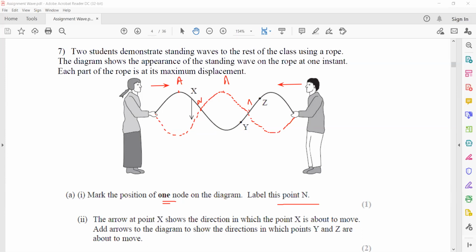The next part: the arrow at point X shows the direction of the vibration. Look, in a standing wave, the particles tend to move towards the mean position. So we have to draw an arrow to show the direction of motion of the particle at Y and at Z. At Y it will move towards the mean position, so it will be an upward arrow, and at Z it will be downward again.